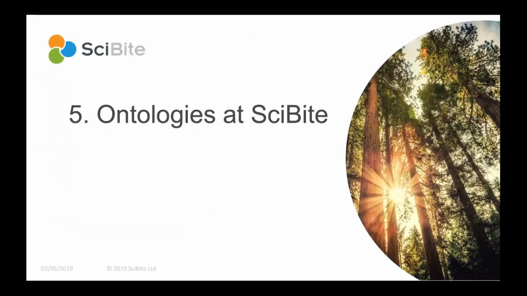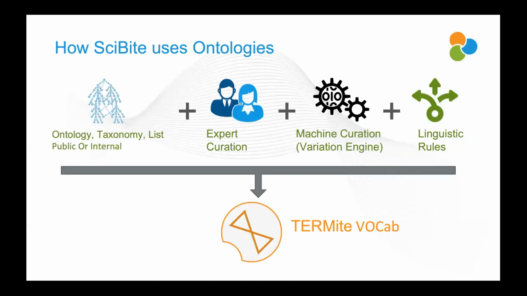So finally, on to how we use ontologies at SciBite and what we do with our technology. We use ontologies in lots of different ways, but one key function is to automatically annotate scientific text with ontology terms. This is an overview of how we do that. We go through that process. So we take ontologies or vocabularies from the public domain.